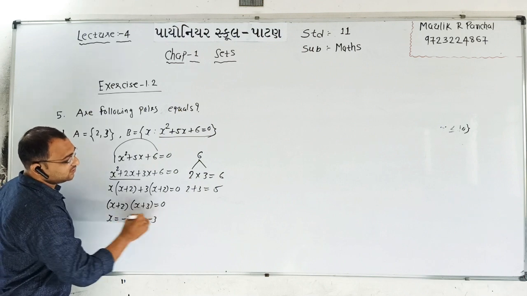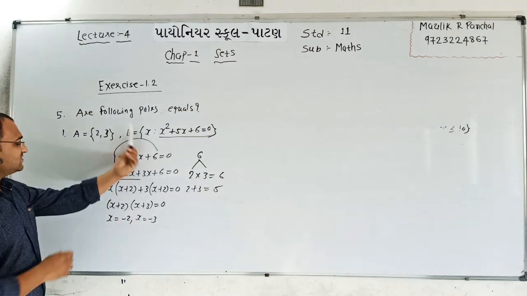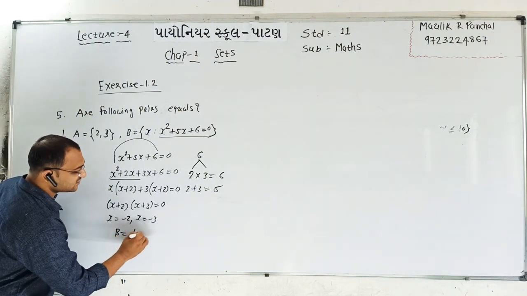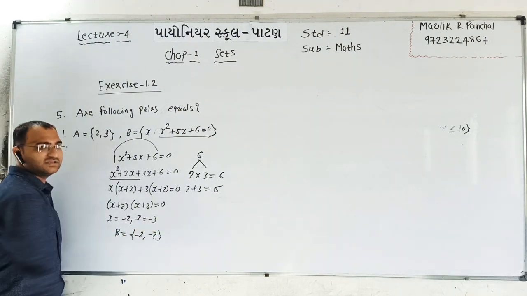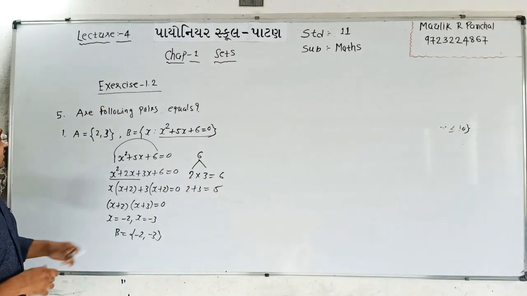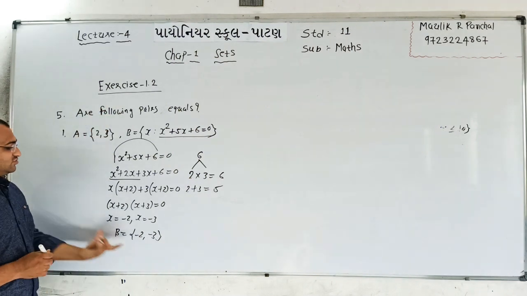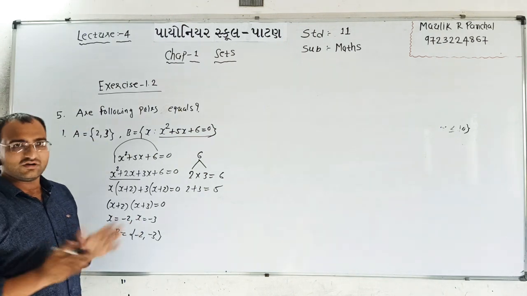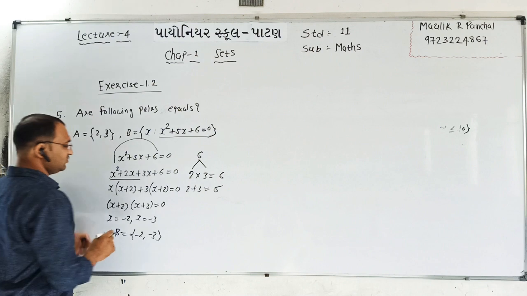Means members of set B are minus 2 and minus 3. Tabular form of B is {-2, -3}. Clearly, members of A and members of B are not same, that means A not equal to B.